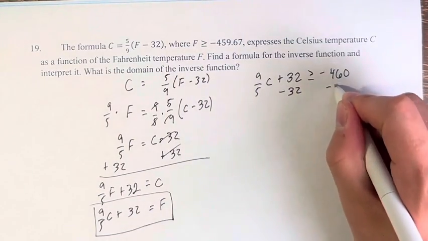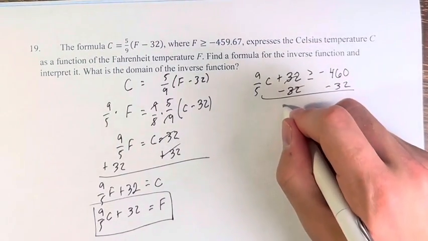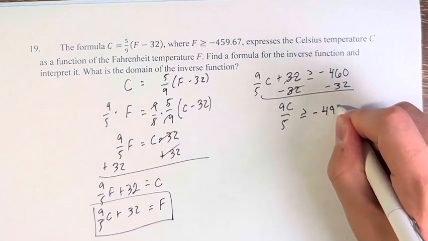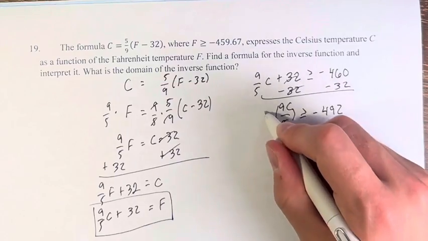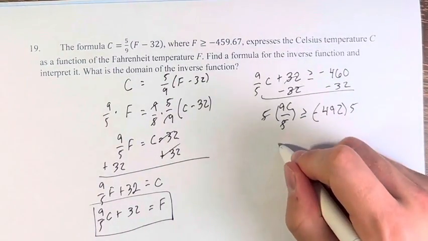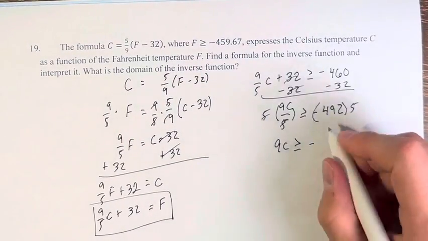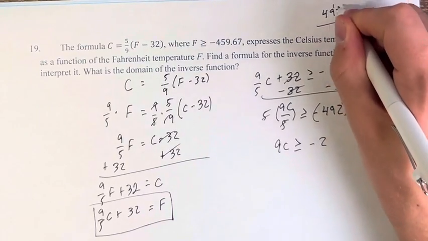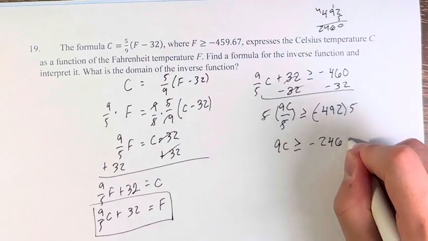Subtracting 32 from both sides, this cancels, and we're left with 9C over 5 is greater than or equal to negative 492. Multiplying both sides by 5, this cancels, and we're left with 9C is greater than or equal to negative 2,000, and we can calculate this right now. Negative 2,460.